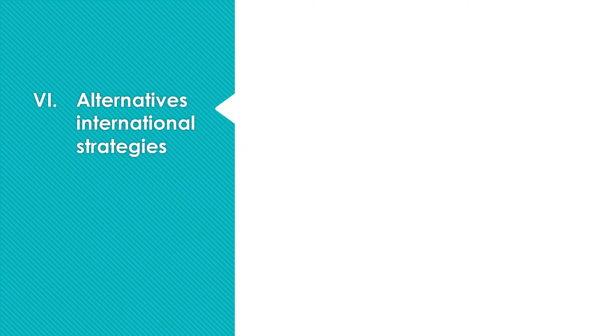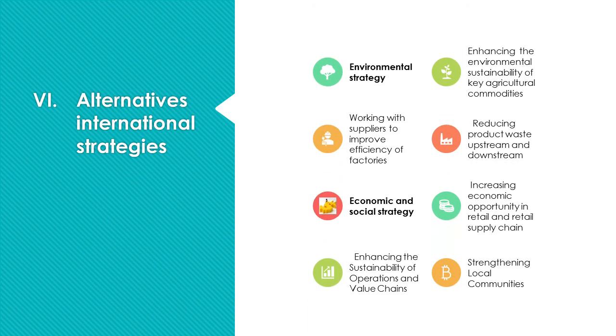As alternative strategies we propose, we're going to discuss the environmental strategy and the economic and social strategy. On environmental strategy, there is reducing the environmental impact by enhancing the environmental sustainability of key agricultural commodities. According to the World Economic Forum, the global population will reach 9 million by 2050. So the demand for food will increase by 60%, while resources will be scarce. Walmart has decided to work with agricultural suppliers to reduce the waste of food or products.